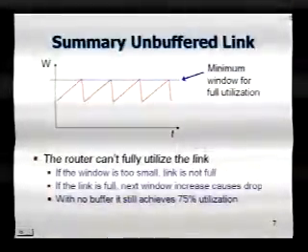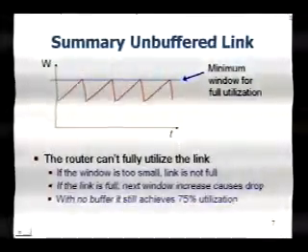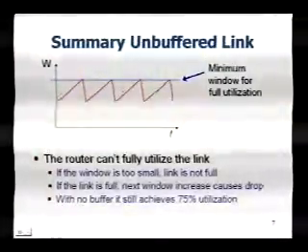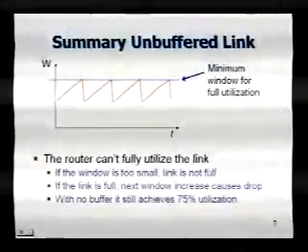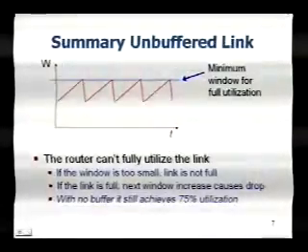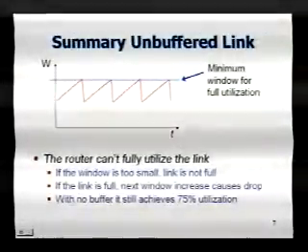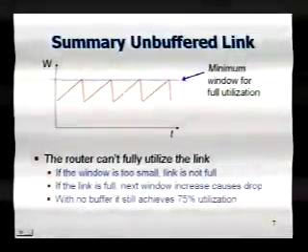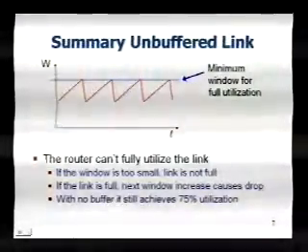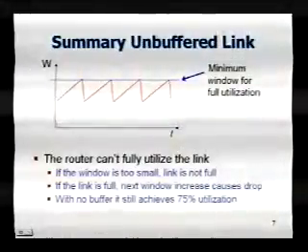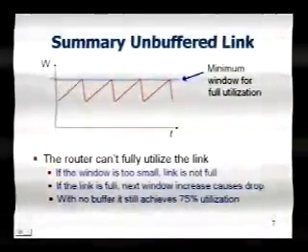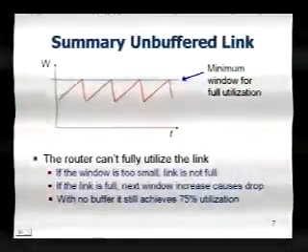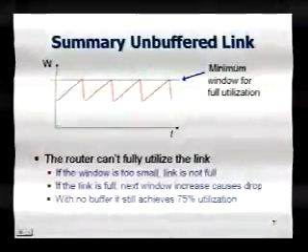To summarize, if we have an unbuffered link, our window size will be below the threshold that's necessary in order to maintain full utilization of the bottleneck link most of the time. Whenever it touches that point where the link is fully utilized, it'll scale down again, and the link will not be utilized. You can actually run the math here, and it turns out that you can still get 75% link utilization without any buffering. But with a single TCP flow, 75% utilization is the maximum you can get.